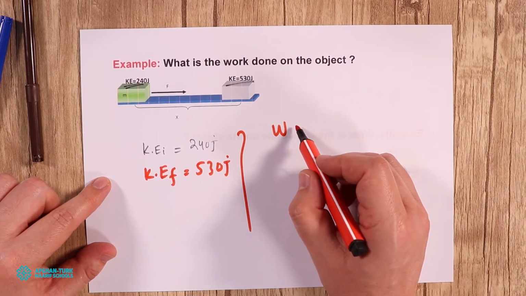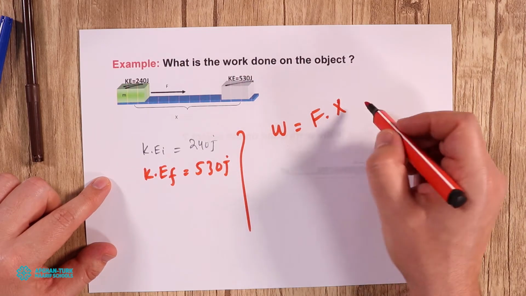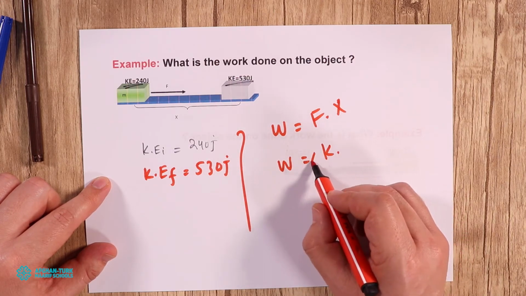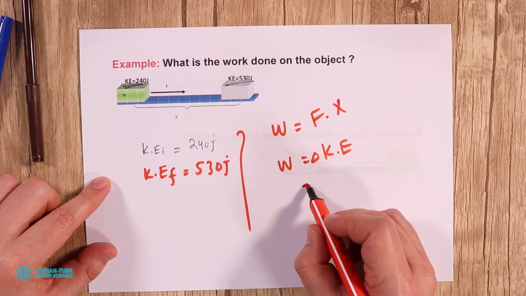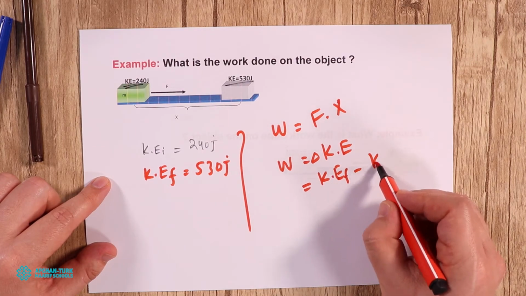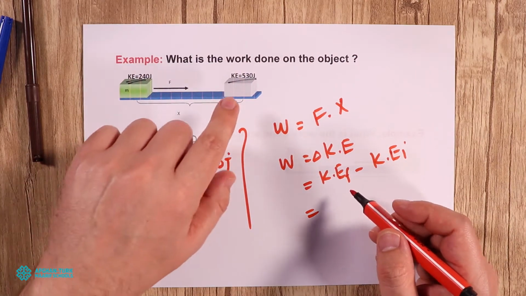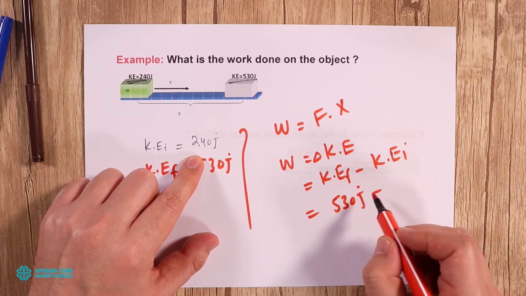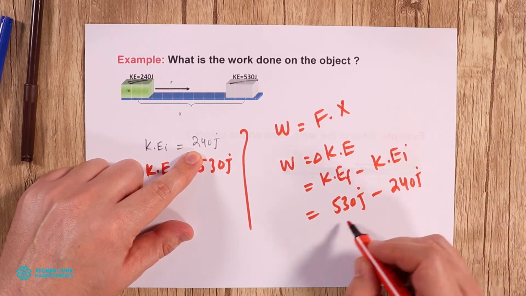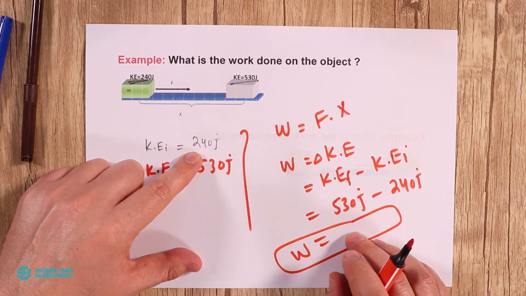Now you can use different formulas for the work. One formula is force multiplied by displacement. In this case, we will use work is equal to change in kinetic energy. This delta shows the change. Also we can write KE_f minus KE_i, meaning final kinetic energy minus initial. So the final is 530 joule minus 240 joule, which is already given. Just subtract this one, and you will get the work. So this is the answer of this question.